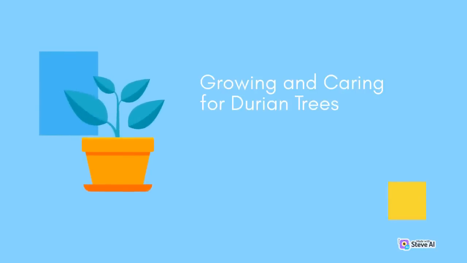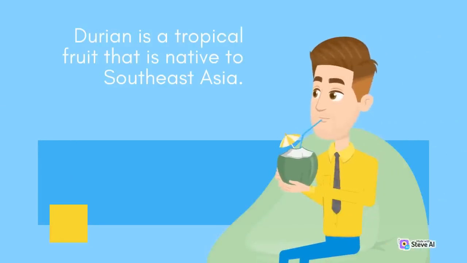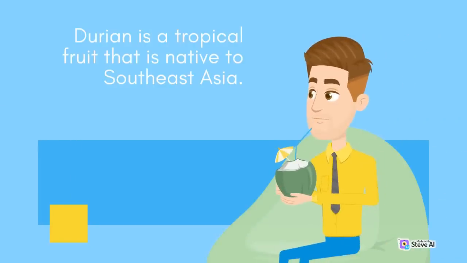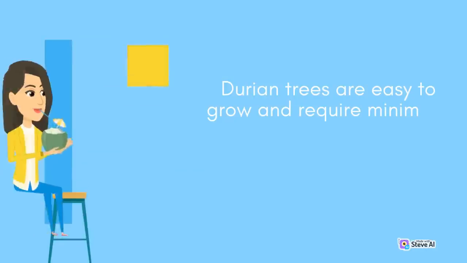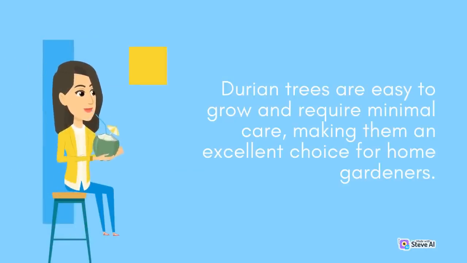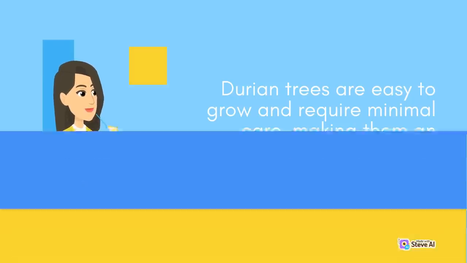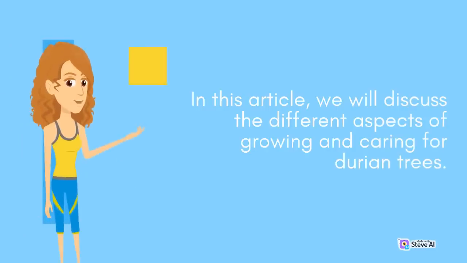Growing and caring for durian trees. Durian is a tropical fruit that is native to Southeast Asia. The fruit is known for its distinctive aroma and taste, which is why it is also called the king of fruits. Durian trees are easy to grow and require minimal care, making them an excellent choice for home gardeners. In this article, we will discuss the different aspects of growing and caring for durian trees.